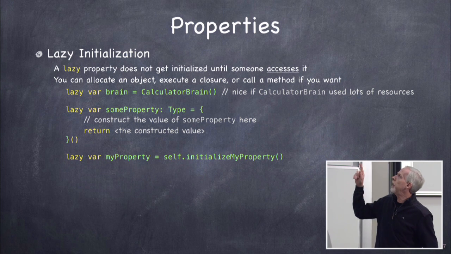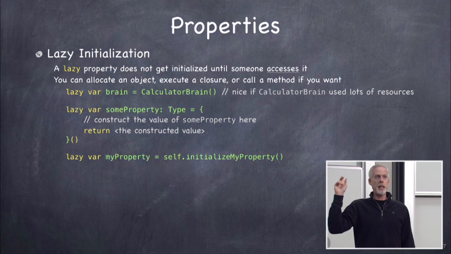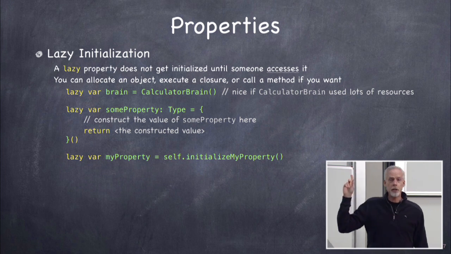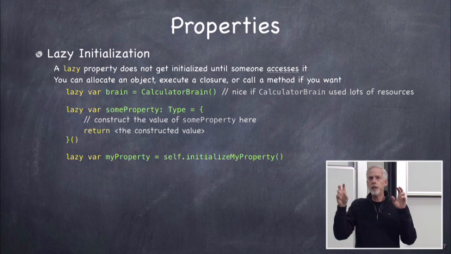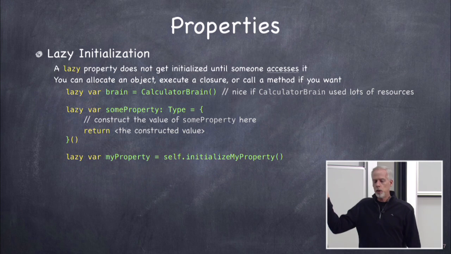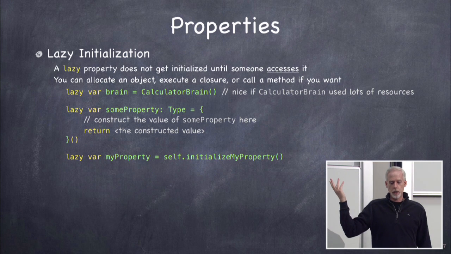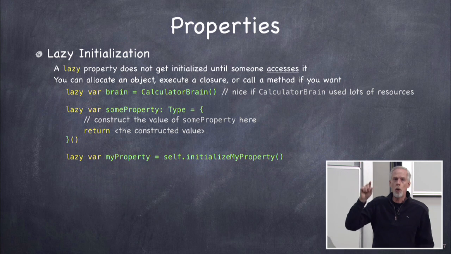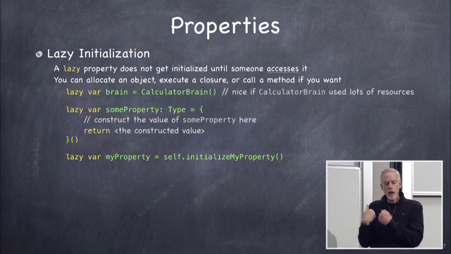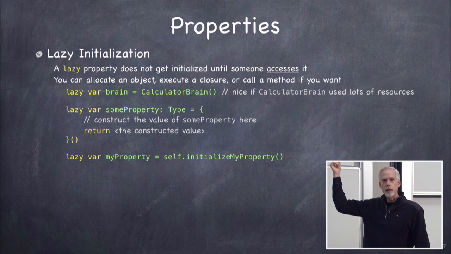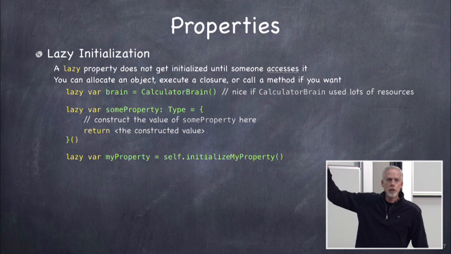And then the middle one there, someProperty, that's super tricky because you can actually have a closure. Remember what a closure is, right, from Calculator Brain? It's just a function, an inline function. You can actually have a closure to initialize your thing lazily. And all you do is you put the closure, open curly brace, close curly brace. It obviously has to return something of the type of that var. And then you just put the little open parentheses, close parentheses at the end.